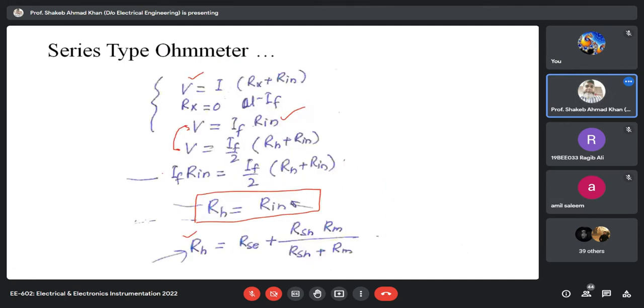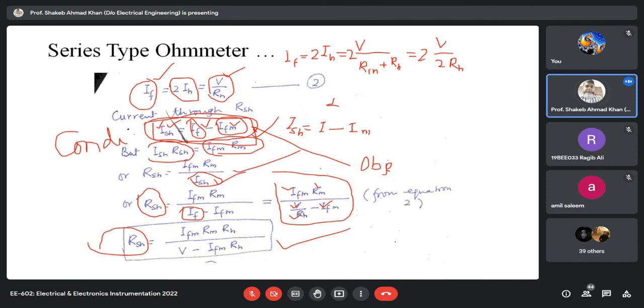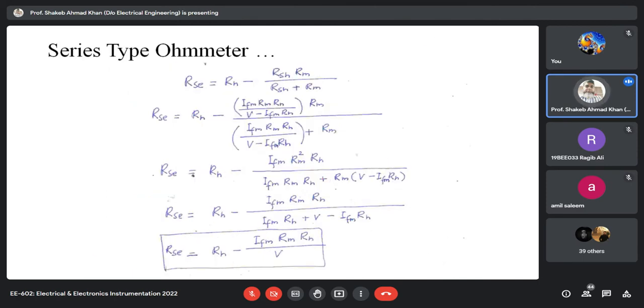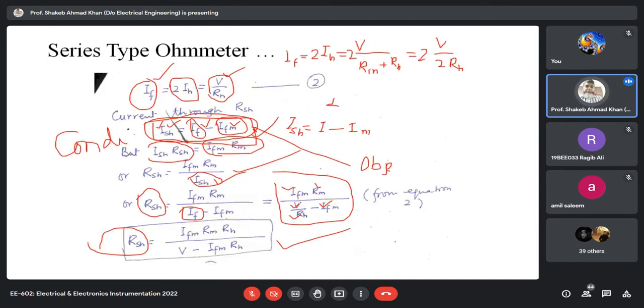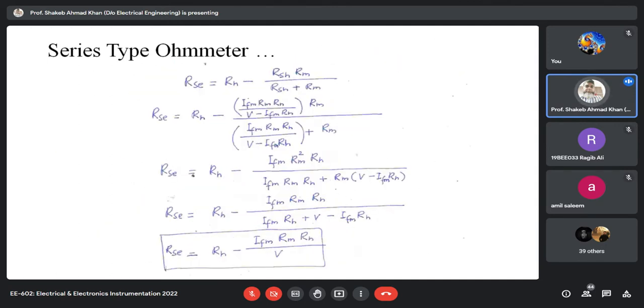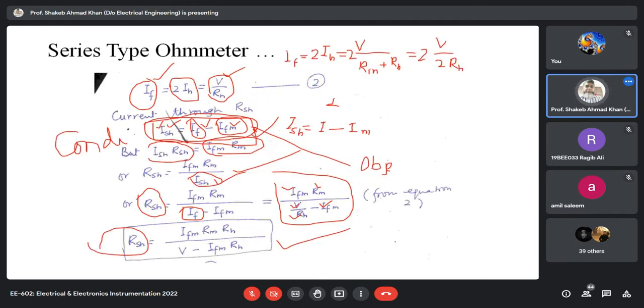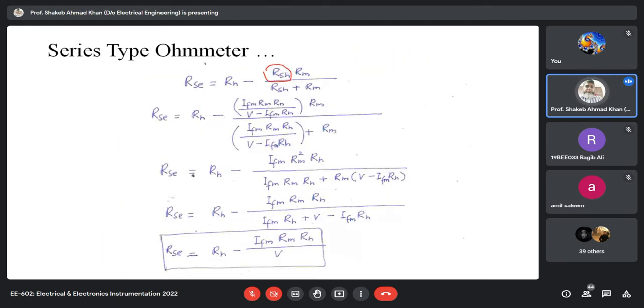Now the second parameter is your series resistance parameter. From this equation, we can find RSC is equal to RH minus RSH. Now RSH we don't know yet, we want to specify it in terms of the design parameters. So we wrote the value of RSH here, and by simplifying it you can see that ultimately we have an expression for RSC also in terms of the specified design parameters.